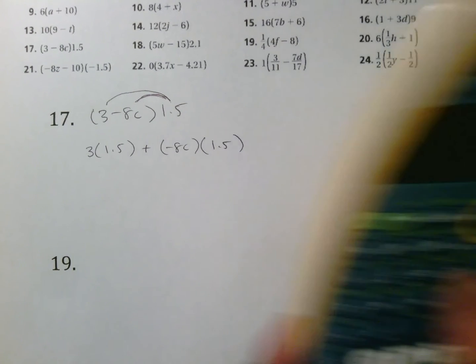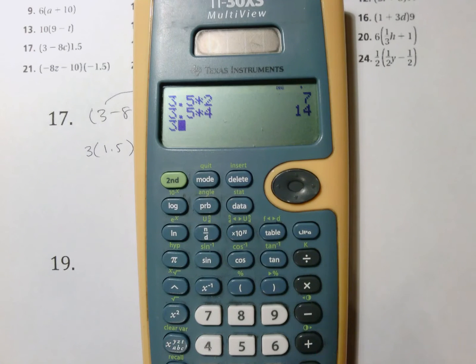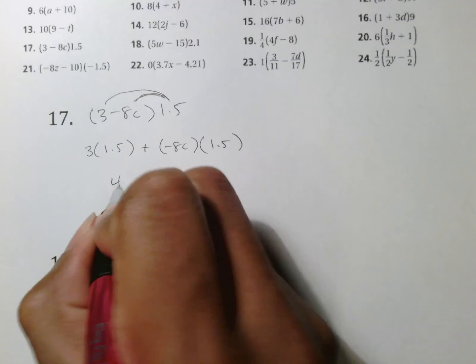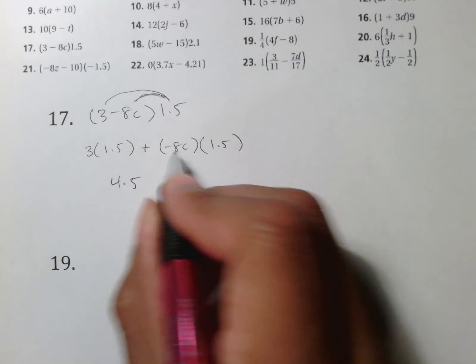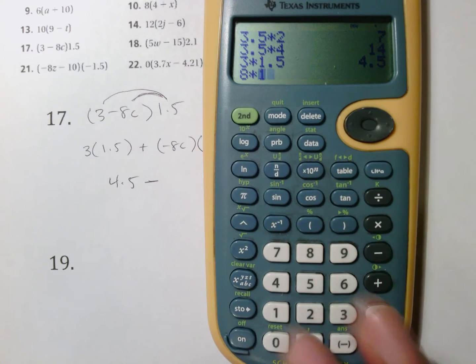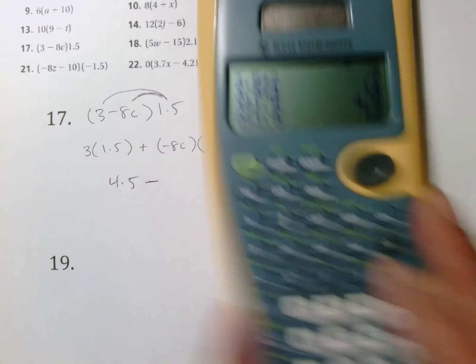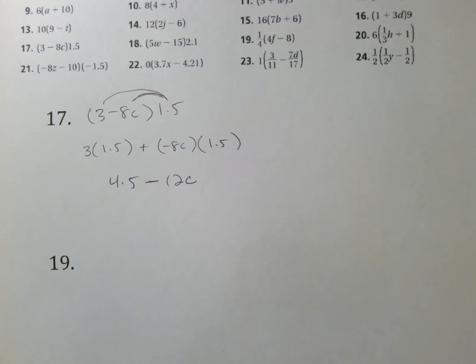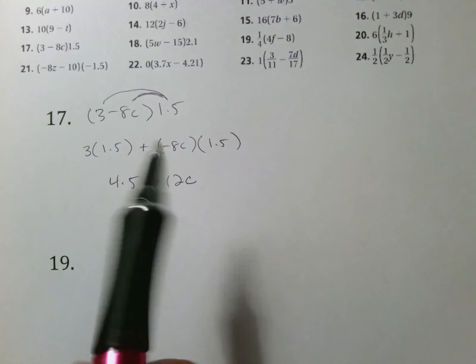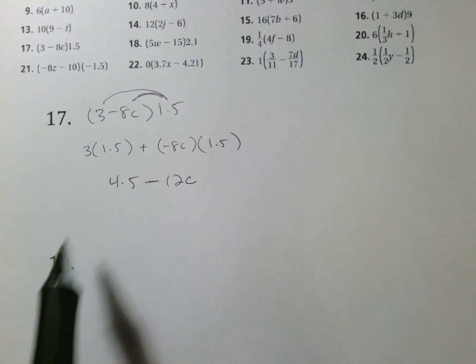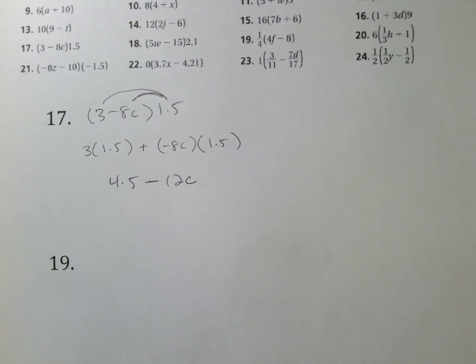All I have to do now is make sure I know what the answers are. 3 times 1.5 is 4.5. This answer here, a negative times a positive, is going to be negative, and 8 times 1.5 is 12. And because there is a c there, we simply bring that down. So the key thing here is knowing that you're going to take each one of these numbers on the inside times the outside number. Just be careful about the negative, because that's where most of the things fall apart when people do their distributive work.